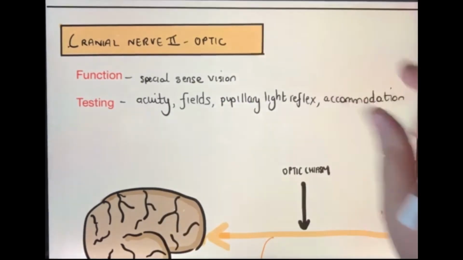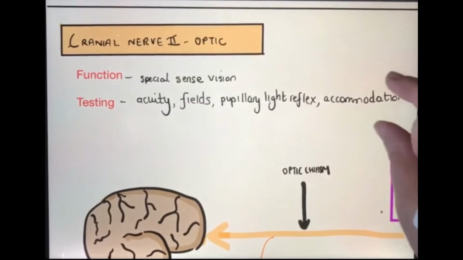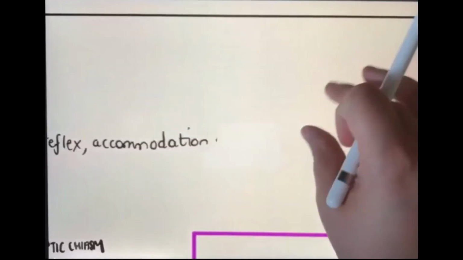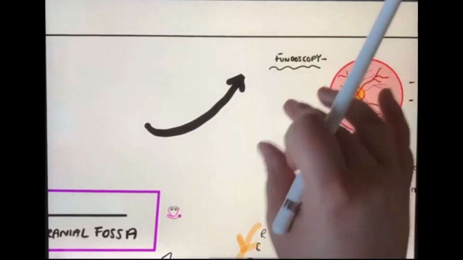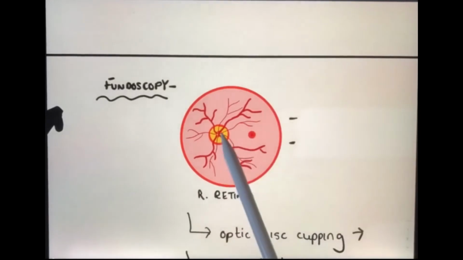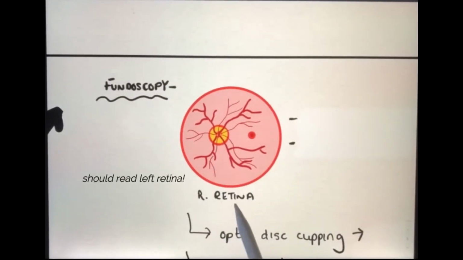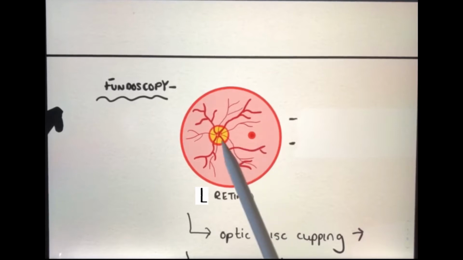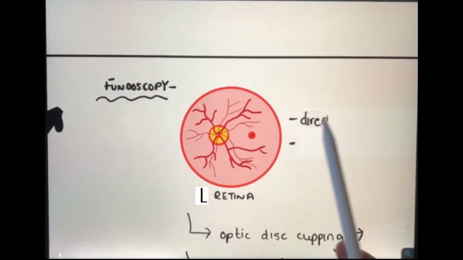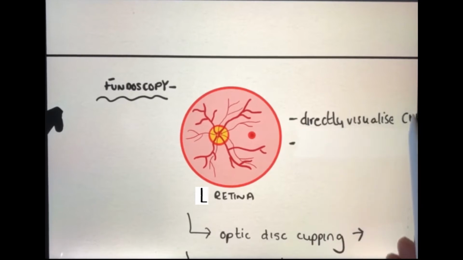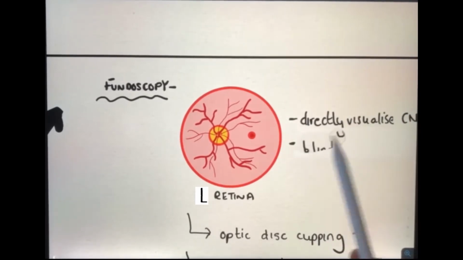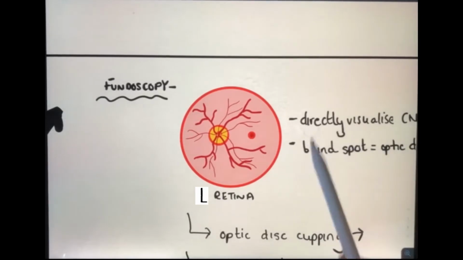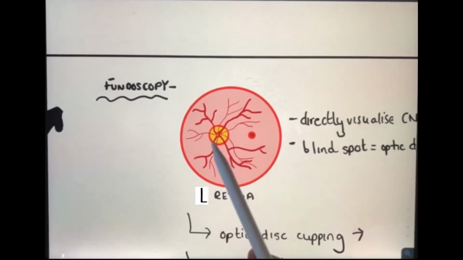We would also undertake fundoscopy when we're examining the second cranial nerve, but just remember that fundoscopy is not a test of function, but rather it's allowing us to directly visualise part of the optic nerve. So here we're looking onto the back of the left retina, and we can see here is the optic disc, and this represents the macula. And so fundoscopy is allowing us, as I've said, direct visualization of parts of the cranial nerve, and because it doesn't have any photoreceptors in that area, it's also responsible for our blind spot.